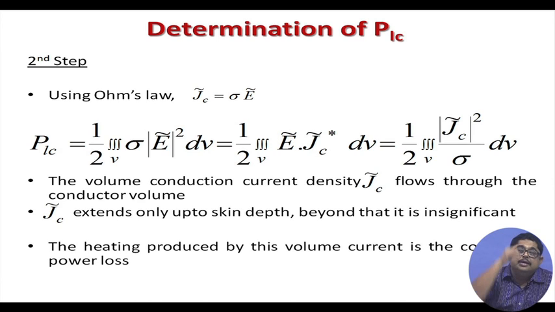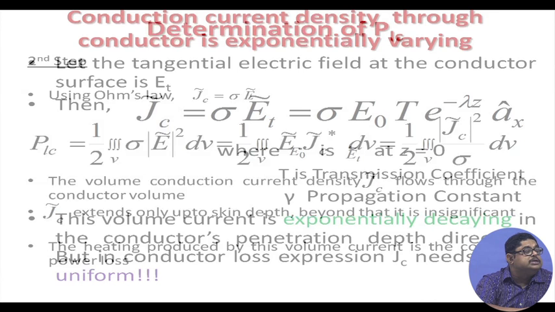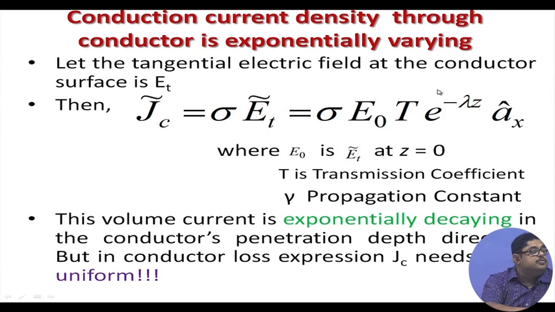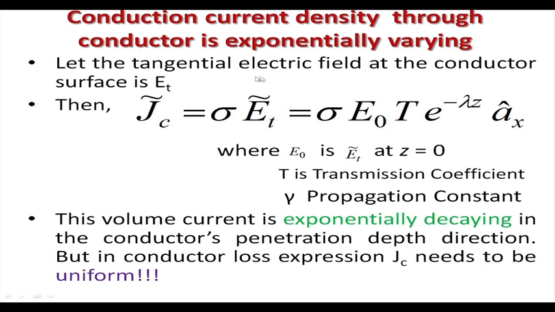So, remember that it goes inside the conductor. If the conductor is a bit thick, it will go inside. So, up to one skin depth at least it will go. So, we start from this tangential electric field at the conductor, and from EM theory we know that this tangential electric field will create a conduction current.